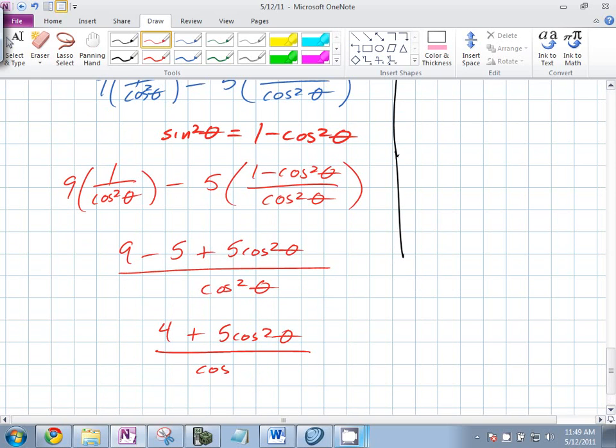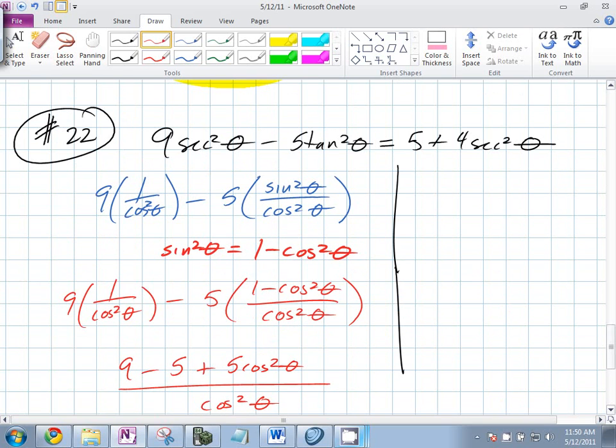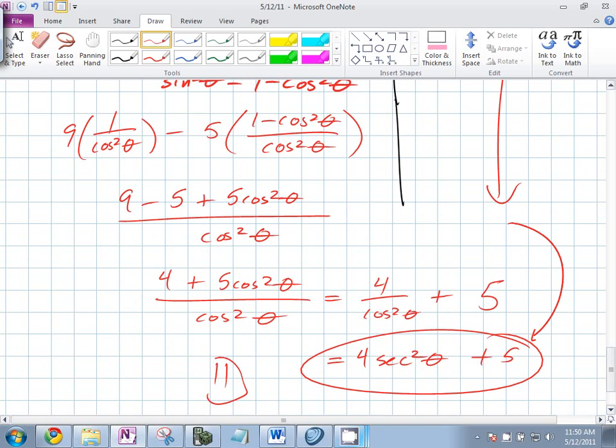Yeah. So what's that equal? 4 over cosine squared theta plus what? 5. What is 4 over cosine squared theta? 4 secant squared theta plus 5. Is that exactly what we need? Is it exactly the same? Yay! What was the magical step there, everybody?